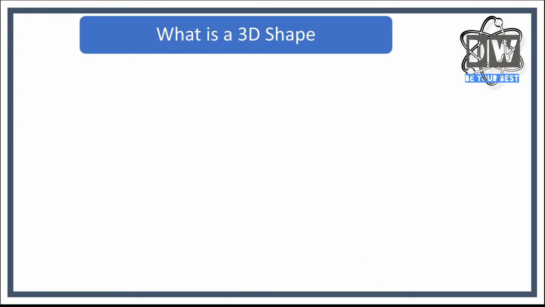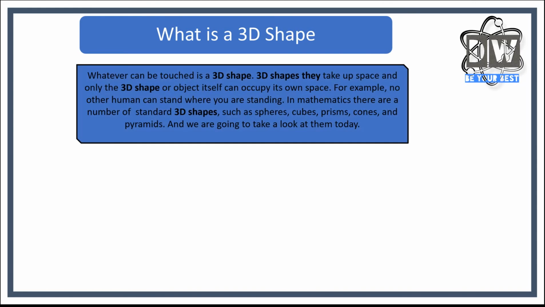So what is a 3D shape? Well, we should know this. We've done this before. Whatever can be touched is a 3D shape. 3D shapes take up space, and only a 3D shape or object can occupy its own space. 3D shapes have different names such as spheres, cubes, prisms, cones, pyramids. We're not going to look at those names because we've already learnt those, but we are going to look at what makes them up.